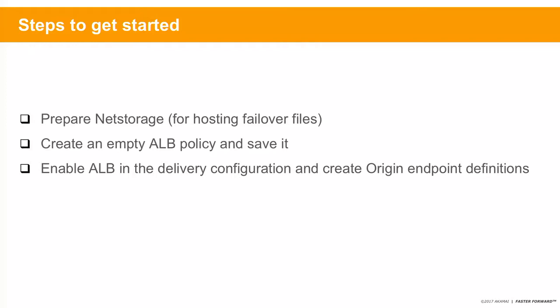The next one is within your delivery configuration itself. You will need to enable ALB and also mention what your origin endpoint definitions are. Where does Akamai need to route an end user's traffic to? Where are your data centers located? All of this information will go into your delivery config.